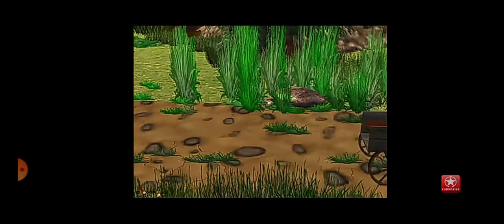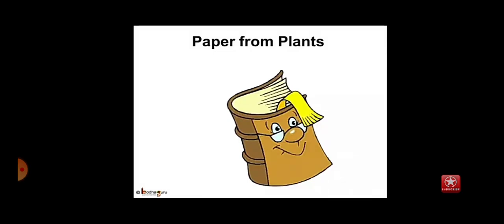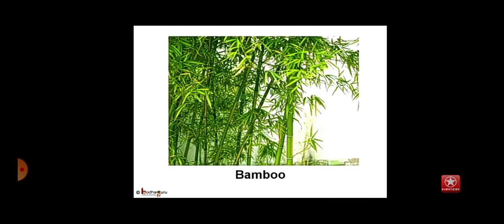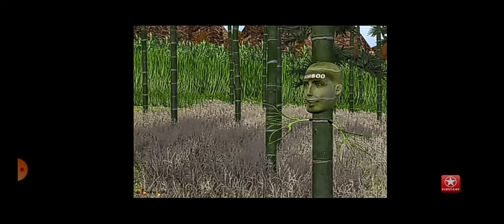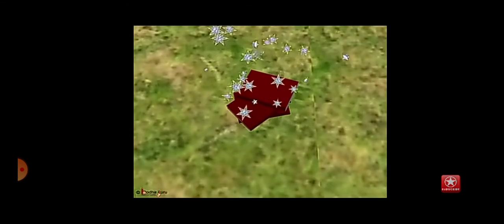Like in the story, the oak tree gave Sona a wooden table and a carriage for her horse Tufan to drive. Do you know that all your books, notebooks, and all type of papers are made from the plants? Paper is made from the bamboo plant. Like in the story, the bamboo plant gave Sona many notebooks for the school.